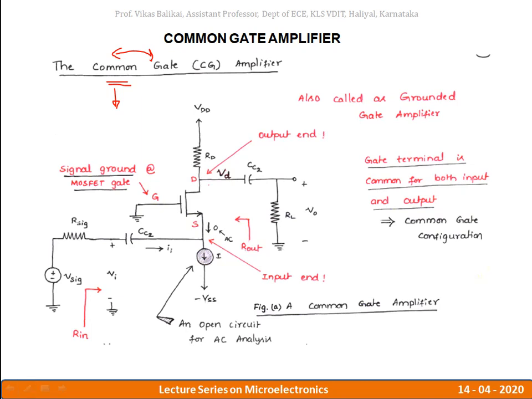And one more thing, when I say grounded gate or common gate configuration, it means the gate terminal is common to both input side as well as output side. This gate terminal which is connected to ground is common to the entire input section, and this ground terminal which is connected to the gate is common to the output side also. So that also summarizes why I call the name common gate or grounded gate configuration.